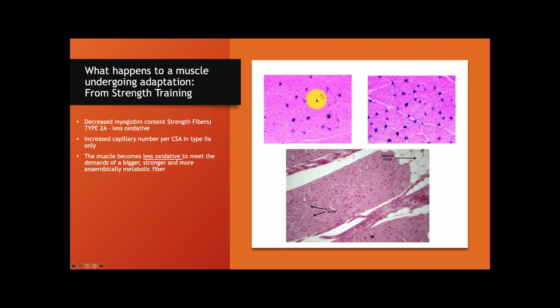Now, this would be pre-training. Post-training, if we were doing strength training, you would see that same muscle biopsy from that same person would look like this. So you would see that the mitochondria, the capillary density is much greater in a trained muscle. So we do get more capillaries, and this is proof that that happens in skeletal muscle.